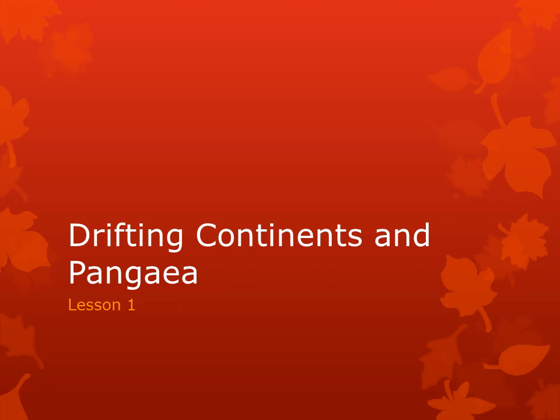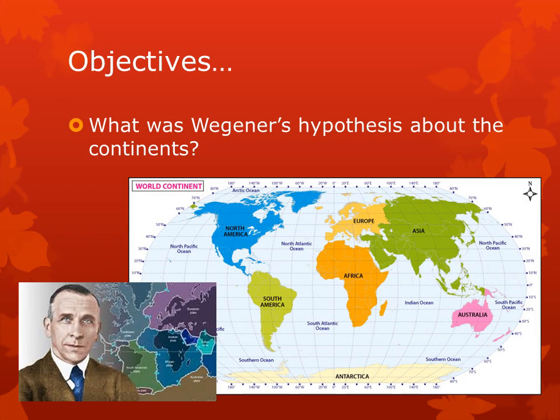So, lesson 1 here. Drifting continents and Pangaea. Let's get started. First, our objective for this lesson is what was Wagner's hypothesis about the continents. Okay, Mr. Wagner there in the bottom left-hand corner, you see, he proposed a hypothesis about the movement of the continents. Okay. Before we get into that, though, I want you to look at the map.